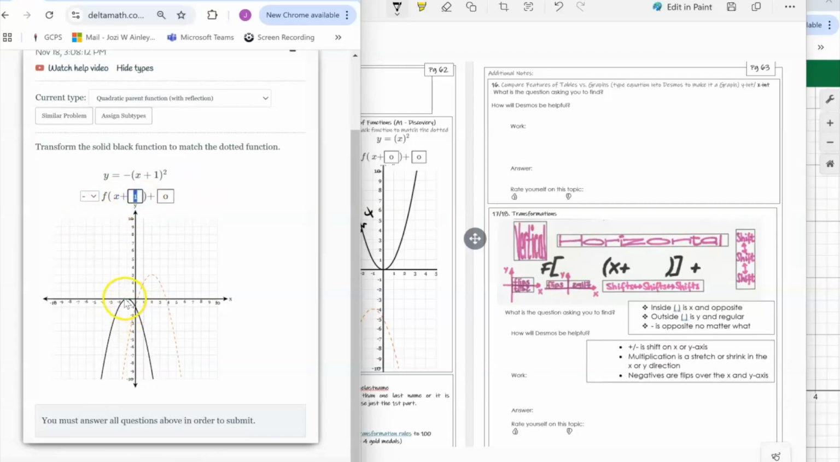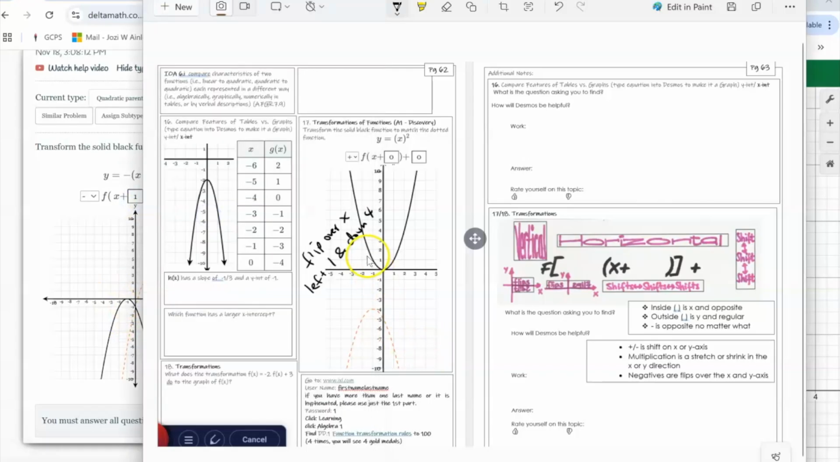Opposite made it move left 1. All right. Then I wanted to move down 4. When you're talking about up or down, which axis are you looking at? The y-axis. So what I'm expecting is outside is supposed to be y and whatever you think. So outside, so I'm going to put it outside the parentheses. That means I'm going to put it right here. All right, and it's going to be whatever I think.